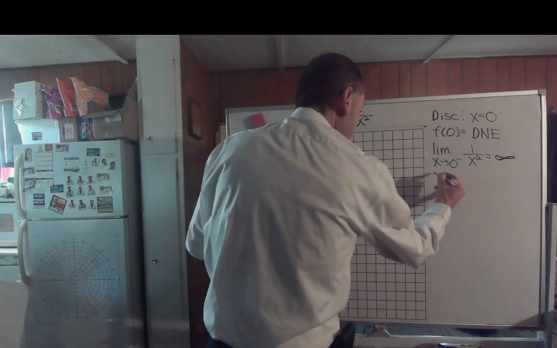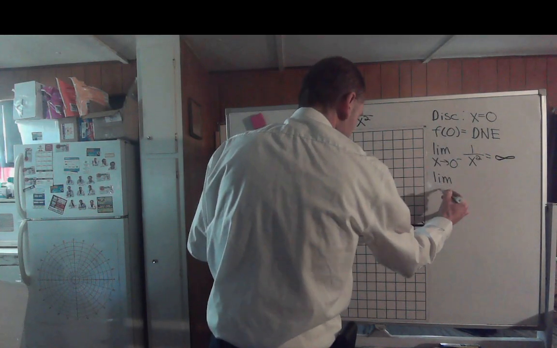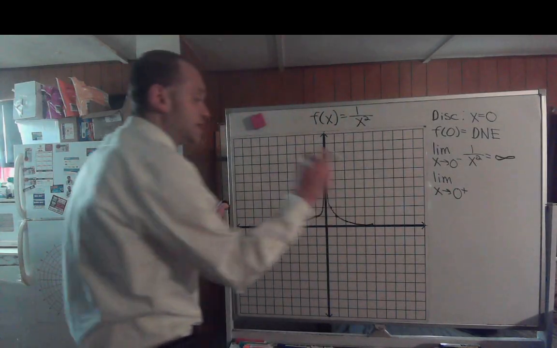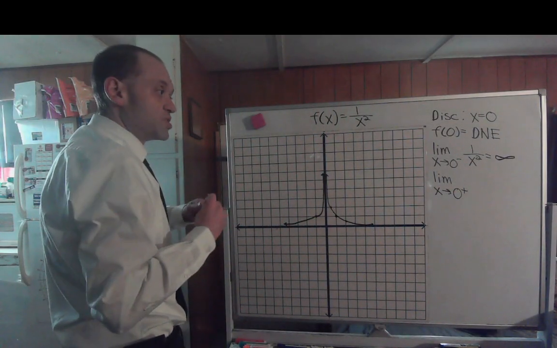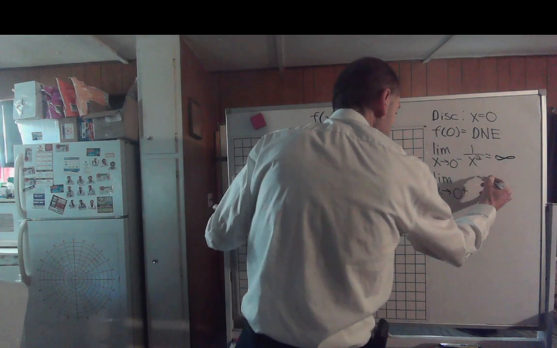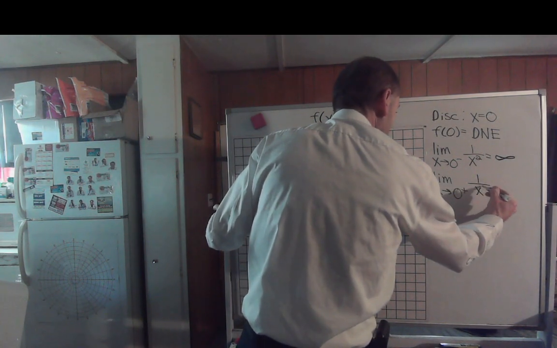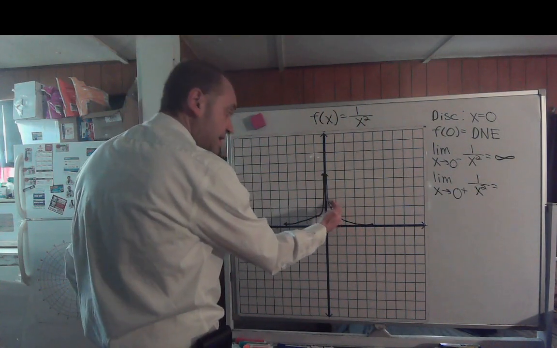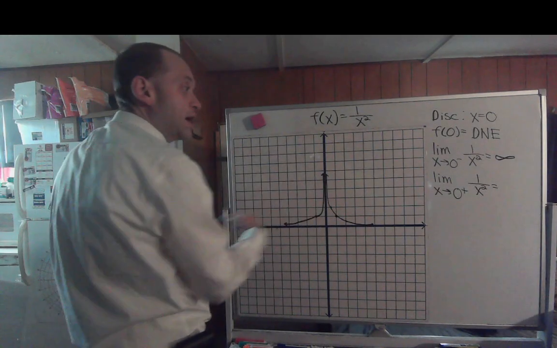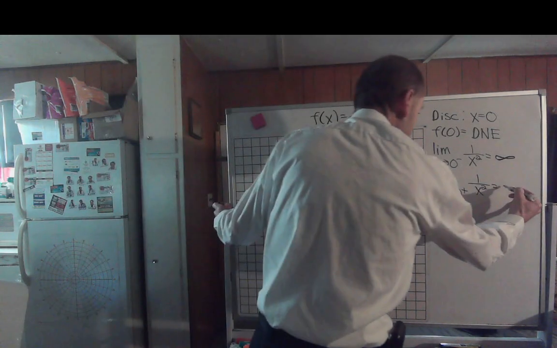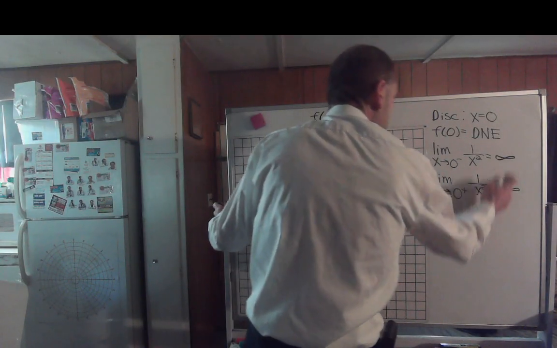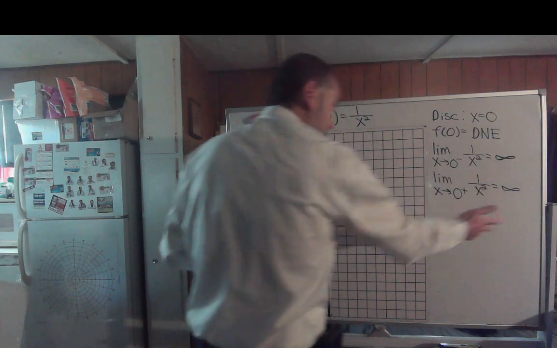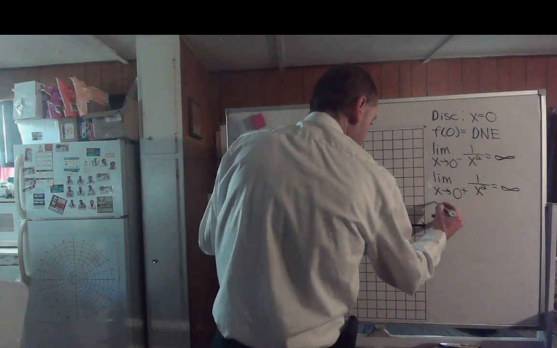Now what about the right-handed limit? If I take the limit as x approaches 0 from the right of 1 over x squared, notice the closer I get to x equals 0 from the right, I'm going up and up and up until I reach positive infinity. So this time both my left and right-handed limits match. They both equal positive infinity.